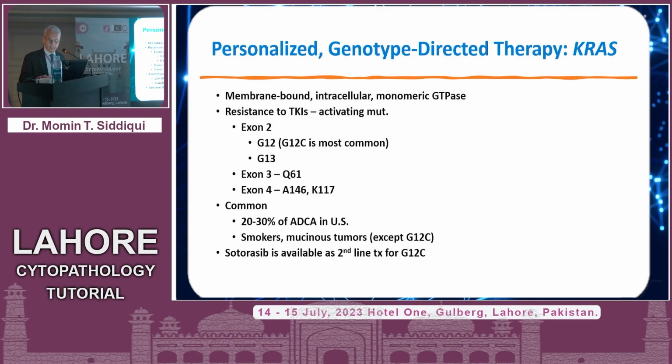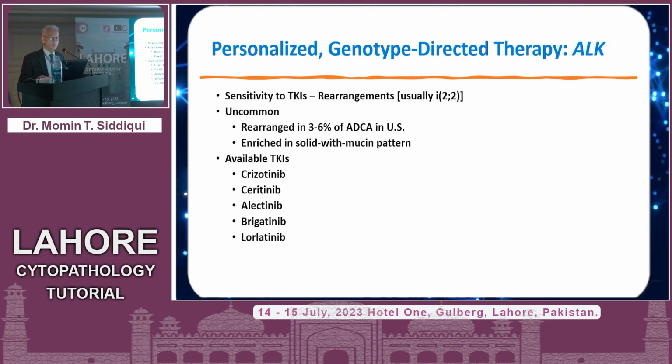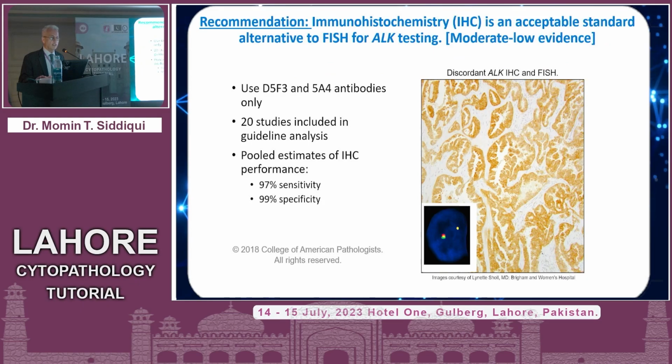And currently, there may be other drugs that may be more rapidly gaining acceptance. The list is long: BRAF, ALK. For ALK, I just want to flag that there is an IHC which has been used, and again, use D5F3 or 5A4 antibodies. This has had a long-term recommendation, and again, we use this in our laboratory.